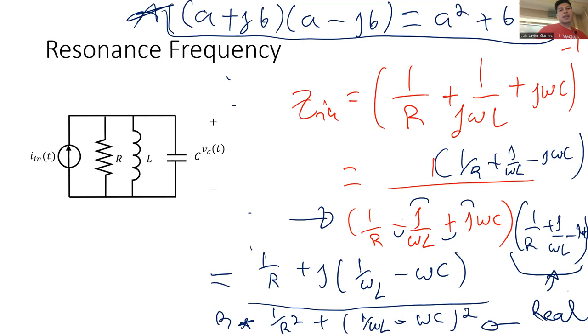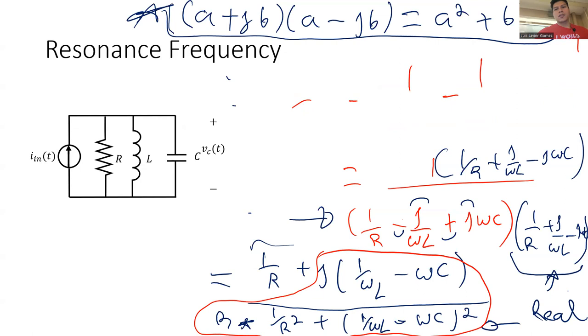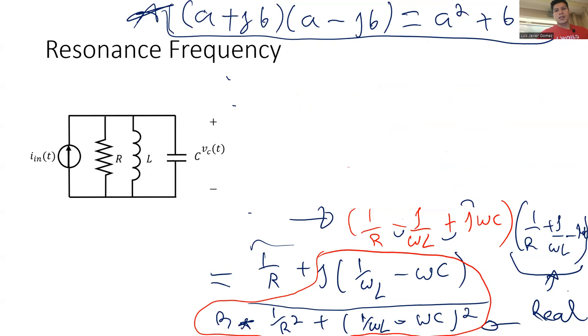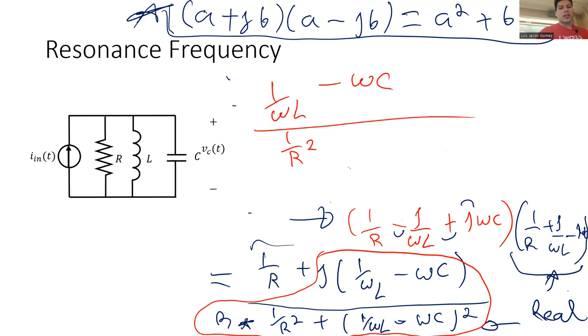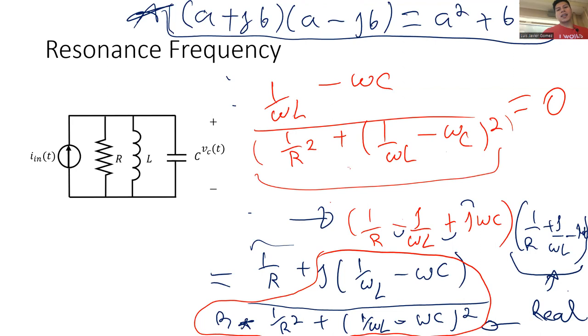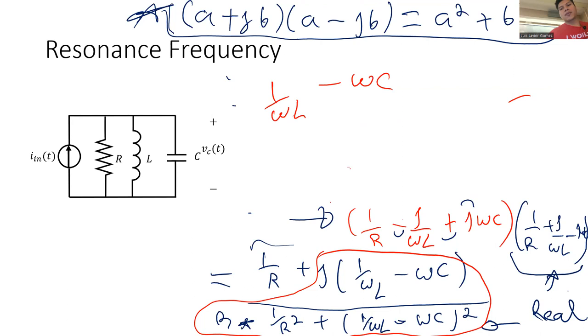That will get you a purely real denominator, and in the numerator, you'll just get whatever. But what's nice now is that, like we said, to find the resonant frequency, we have to set the imaginary part to zero. In this particular case, the imaginary part becomes this: 1 over omega L minus omega C, divided by 1 over R squared plus (1 over omega L minus omega C) squared, equals zero. Then we can multiply both sides by this term here, and when you multiply it by zero, you get zero. So this goes away, and we're just left with this having to be equal to zero. And so that should be resonant.